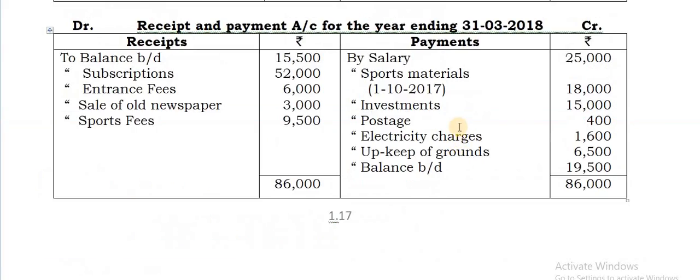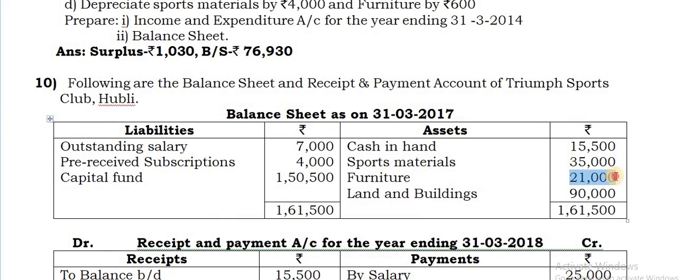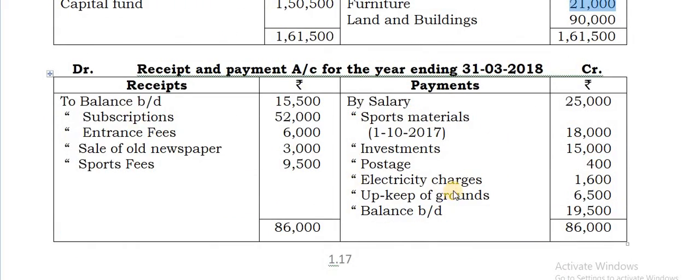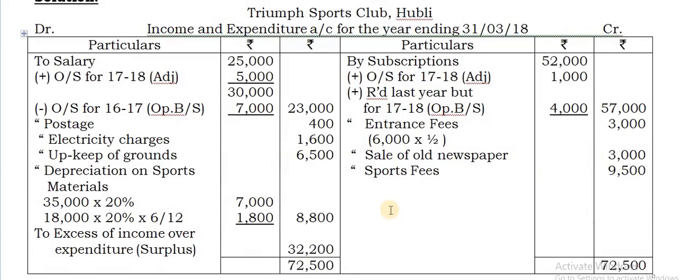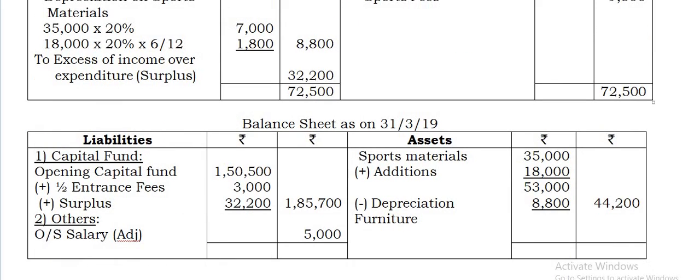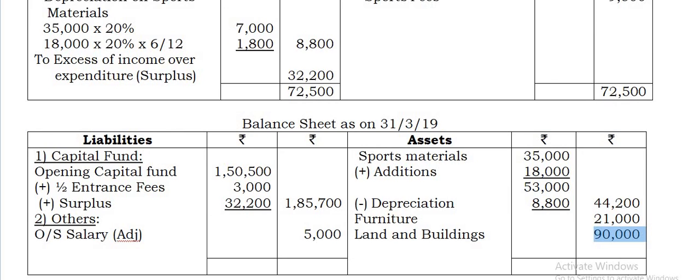Next asset that you have here is furniture, 21,000. No additions are there and no depreciation on it. So you can take to outer column 21,000. Similarly, land and buildings also, no depreciation on it. So take to outer column 90,000.